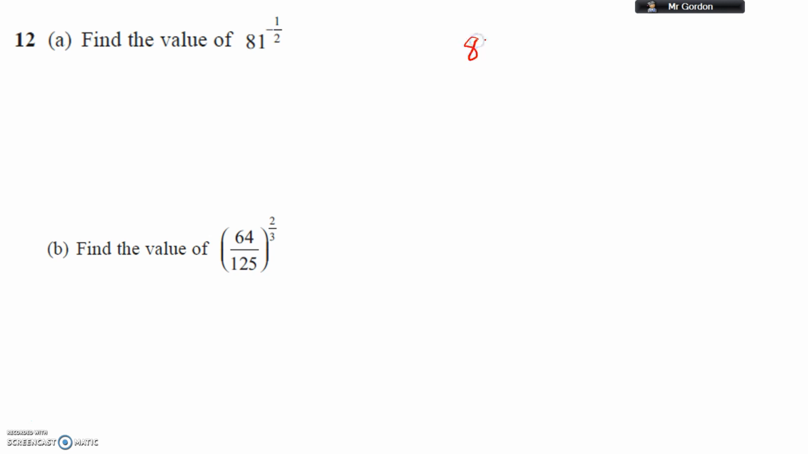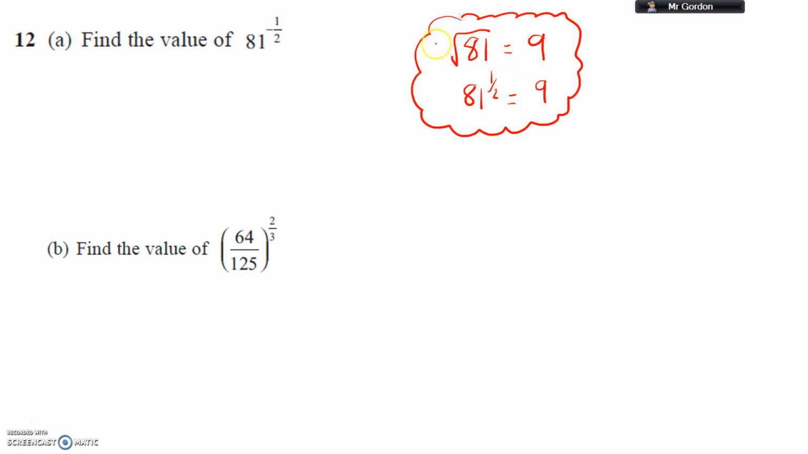So the square root of 81 is 9, and 81 to the power of a half means you need to square root it. So it's the same as saying the square root of 81, so 81 to the power of a half is going to be 9. Whenever you have the power of a half, you need to square root, because the 2 is on the bottom, and that's kind of like the square rooty bit. And then you're raising it to the power of 1, which is just nothing.